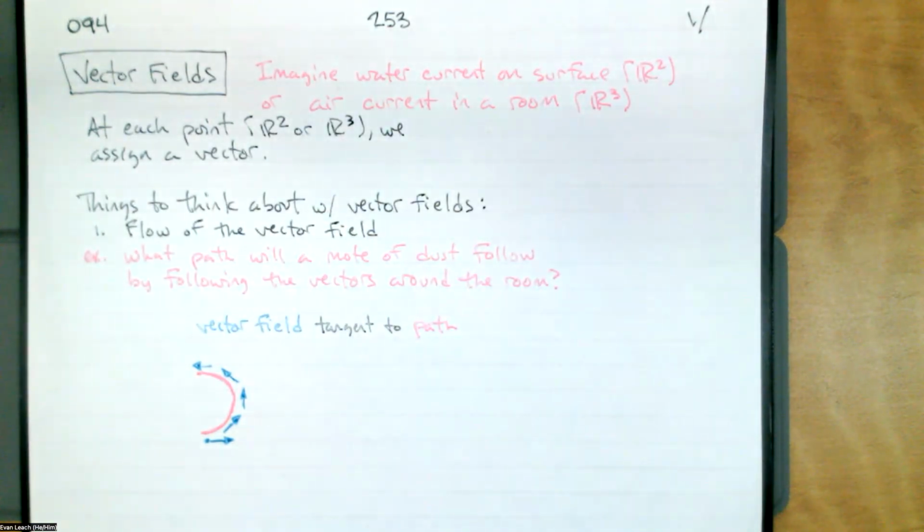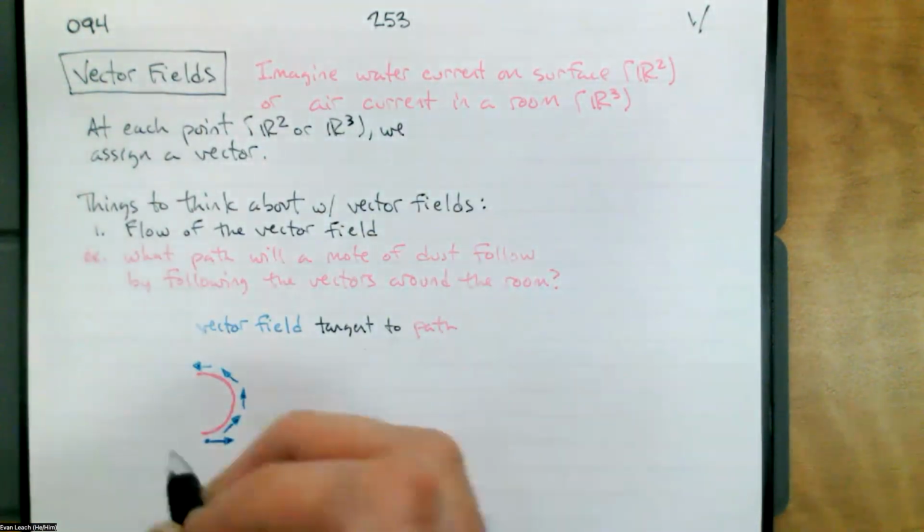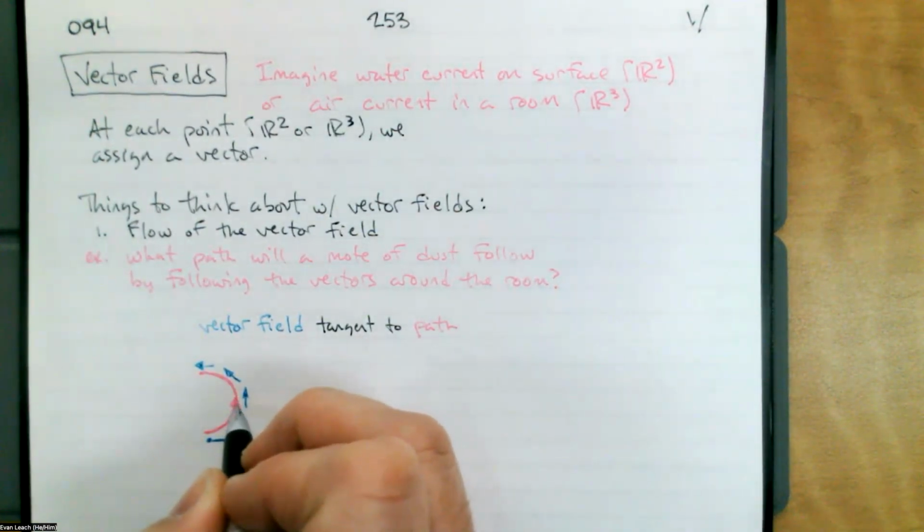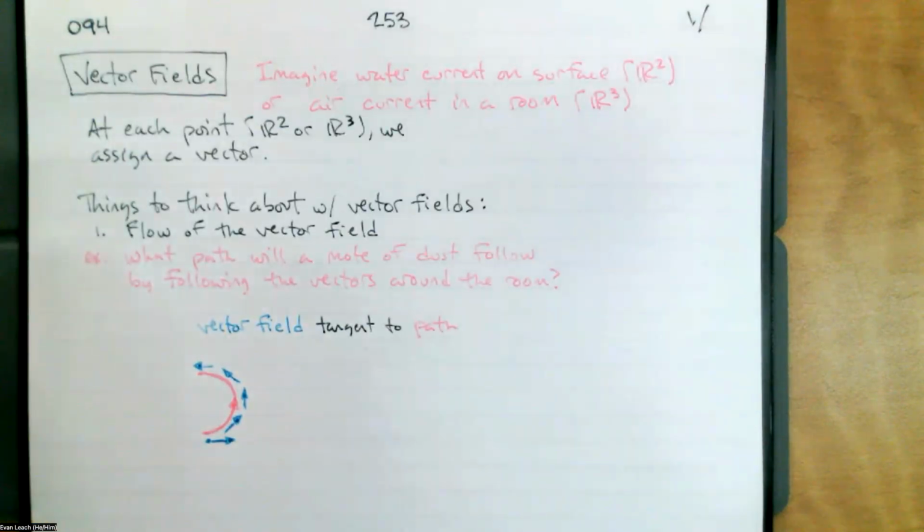Now, one thing to note about the path that we've drawn here is that the path has a direction to it. So this is not just a semicircle. This is a semicircle, but we are going in this direction. So notice that the path has direction.